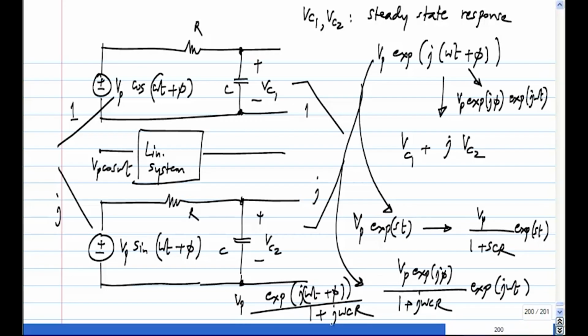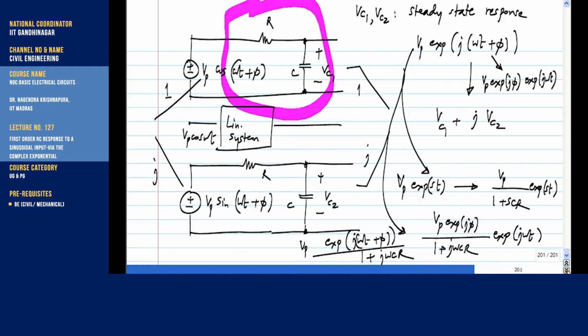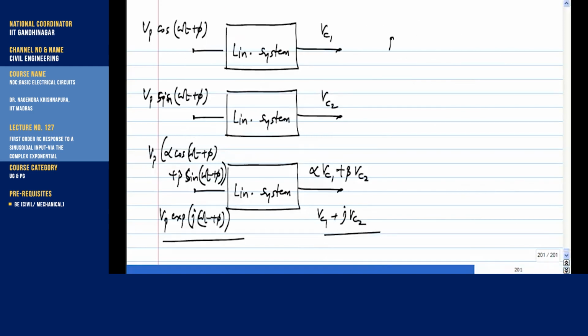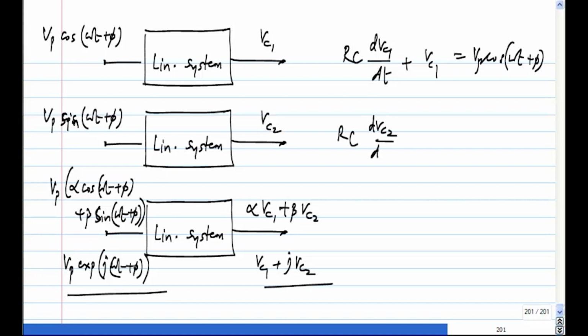That's the advantage here. I did the superposition. The input turns out to be Vp exponential j(omega t plus phi), and the answer to that I already know. Then what? If I write the differential equation separately, this one is RC dVc1 by dt plus Vc1 equals Vp cos(omega t plus phi), and RC dVc2 by dt plus Vc2 is Vp sin(omega t plus phi). The key here is these coefficients are all real. If those coefficients were imaginary, which is a perfectly valid linear differential equation, we couldn't do this. Then you would get cross terms.